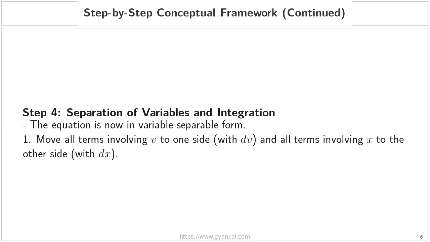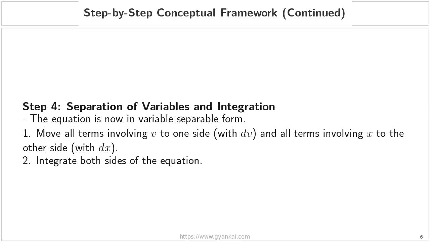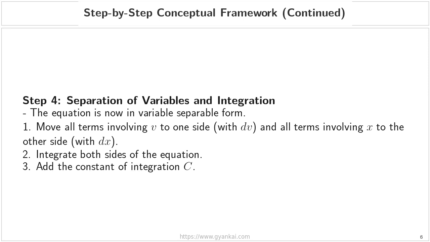First, your goal is to rearrange the equation. Move all terms involving the variable v, along with its differential, dv, to one side of the equals sign, and move all terms involving x, along with its differential, dx, to the opposite side. Once you have successfully separated the variables, the second part of this step is to integrate both sides of the equation. Finally, and this is a crucial step that we will see applied in the upcoming example, do not forget to add the constant of integration, c, to your result. This constant is essential for representing the general solution to the differential equation.